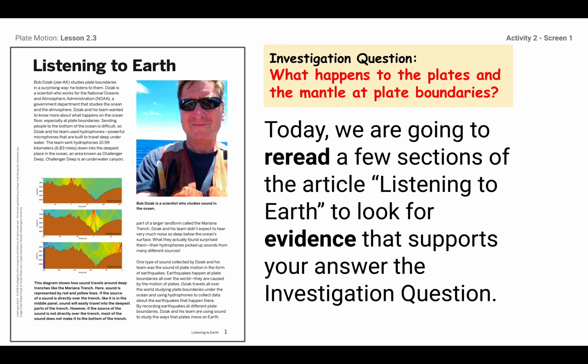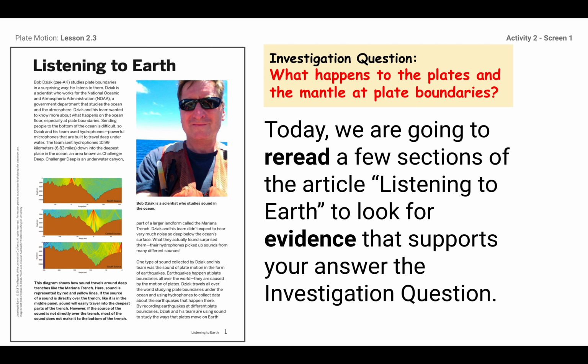Remember, we are investigating the question, what happens to the plates and the mantle at plate boundaries? Today we're going to reread a few sections of the article, Listening to Earth. If you were in class yesterday, you have this. If you were not in class yesterday, go back to yesterday's folder, get a copy of Listening to Earth, and put it in Good Notes. Then read it and annotate it, and then come on back.